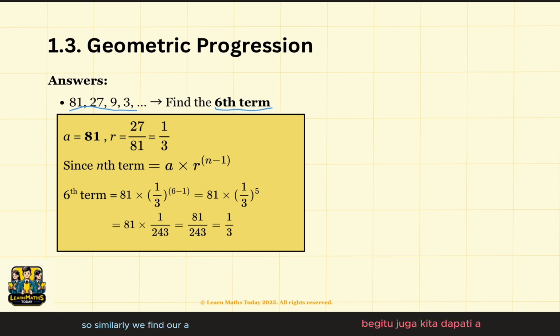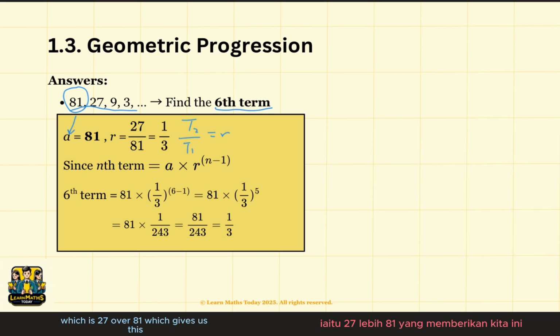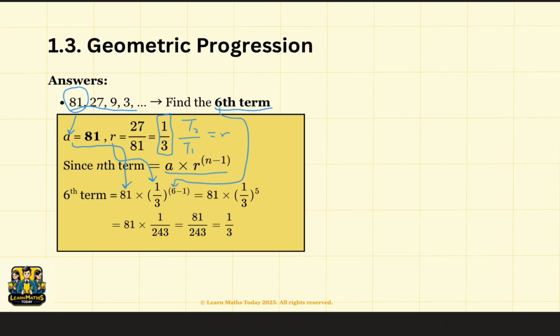For the next question, we are given another geometric progression, but we're asked to find the sixth term. So similarly, we find our a, which is 81, and for our common ratio, we take t2 over t1, which is 27 over 81, which gives us this. And we use this formula again. So similarly, this a is here, this r is here, and this n is here. That is how you find your sixth term, using this useful formula.